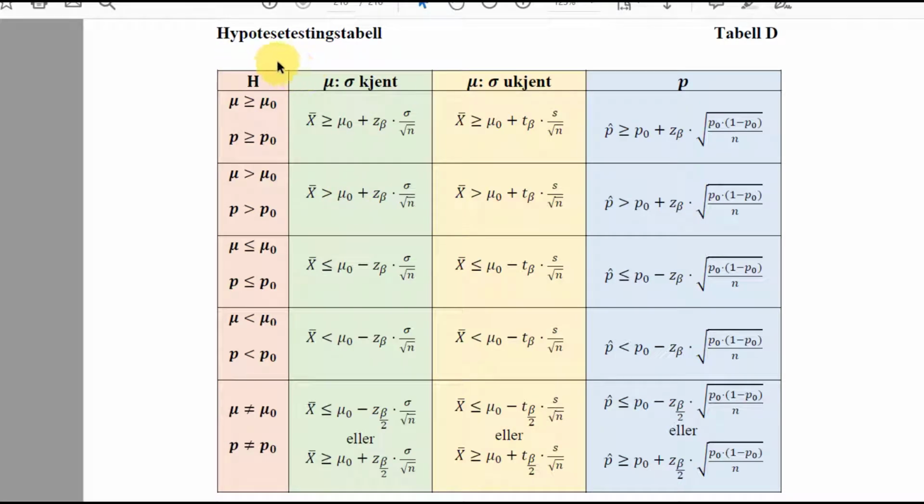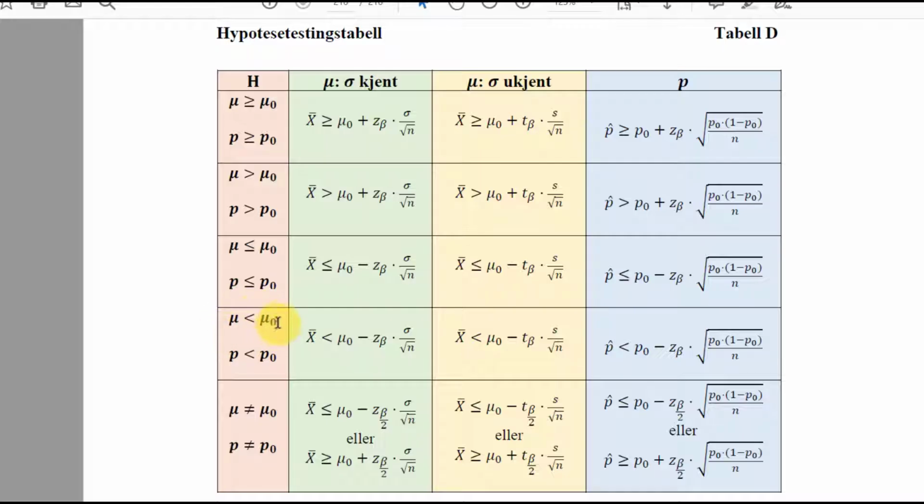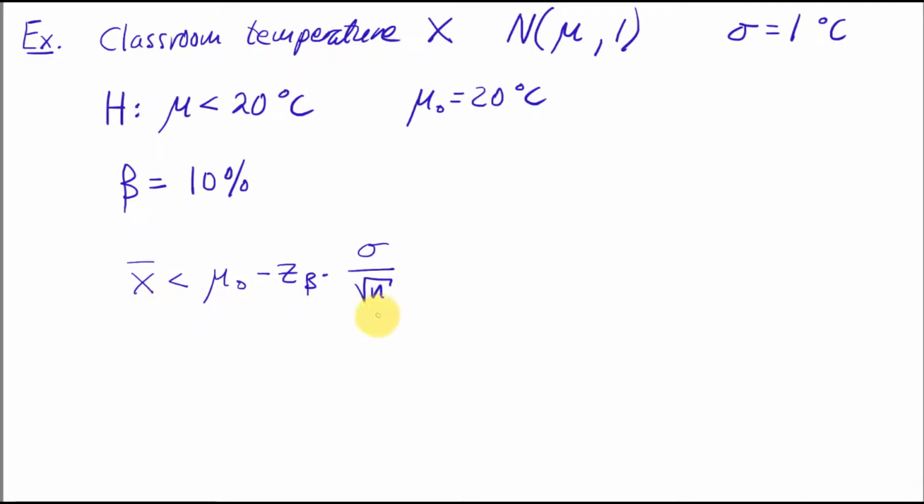Then, if you look at the hypothesis testing table, you have the hypothesis here. Then you investigate an expectation value with known standard deviation, or with unknown standard deviation, or you investigate probabilities and proportions. In our case, we investigate an expectation value with this kind of hypothesis, with a known standard deviation. So our hypothesis corresponds to this one, with known standard deviation, and that is this inequality here.